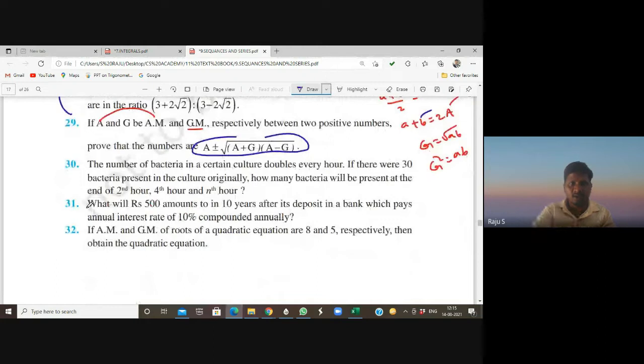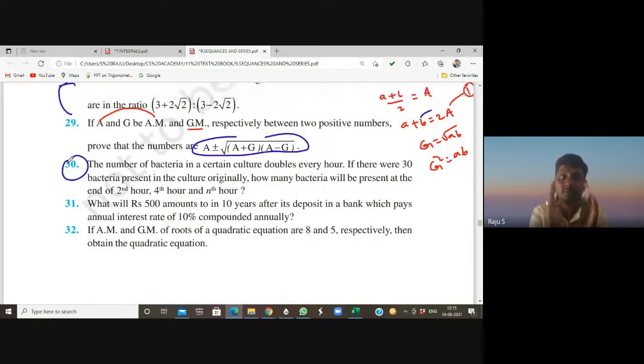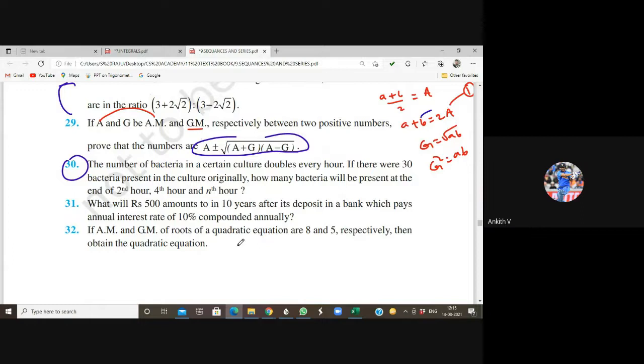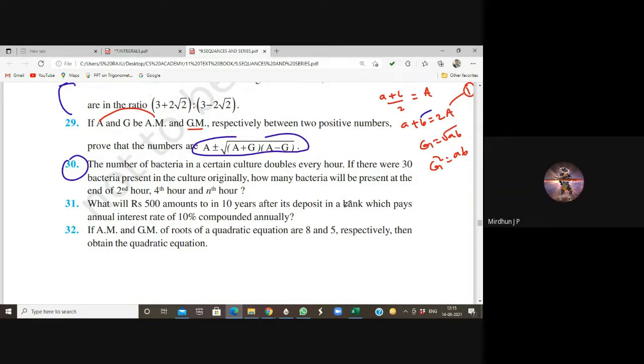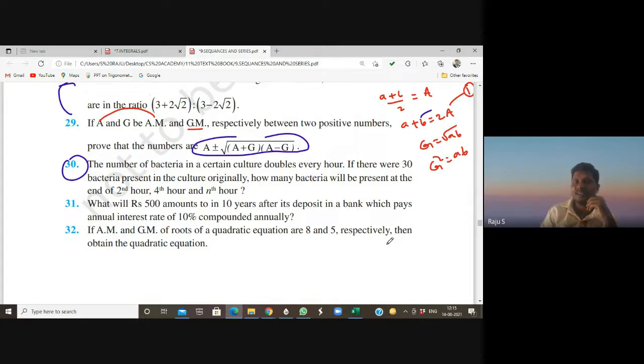Next step, question number 30. The number of bacteria in a certain culture doubles every hour. Doubles every hour means the ratio is 2, geometric progression. Yes, the ratio is 2. For example, first it is 2, 2 becomes 4, 4 becomes 8, 8 becomes 16, like that. It will double every hour.